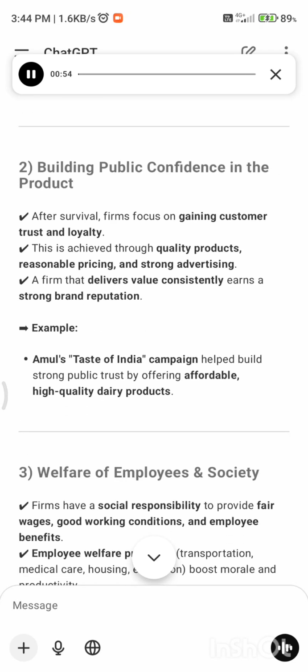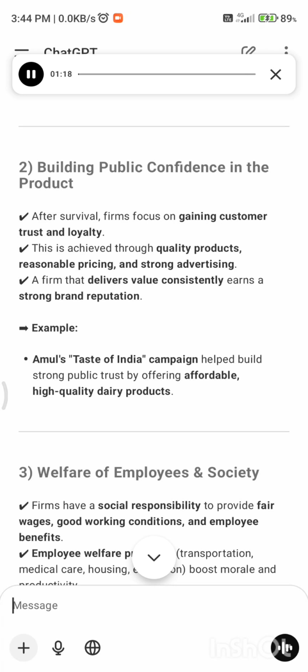After survival, firms focus on gaining customer trust and loyalty. This is achieved through quality products, reasonable pricing, and strong advertising. A firm that delivers value consistently earns a strong brand reputation. Example, Amul's Taste of India campaign helped build strong public trust by offering affordable, high-quality dairy products.